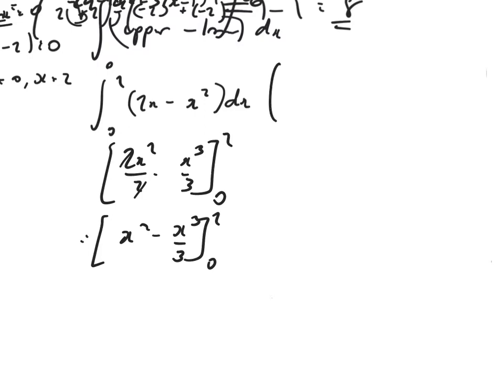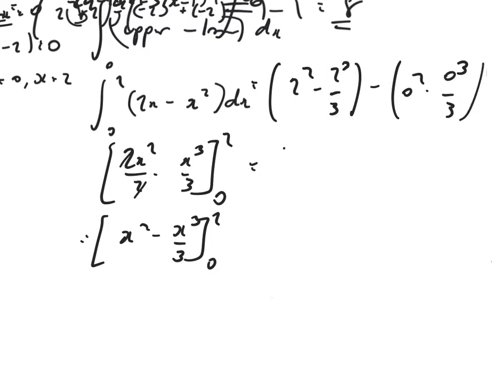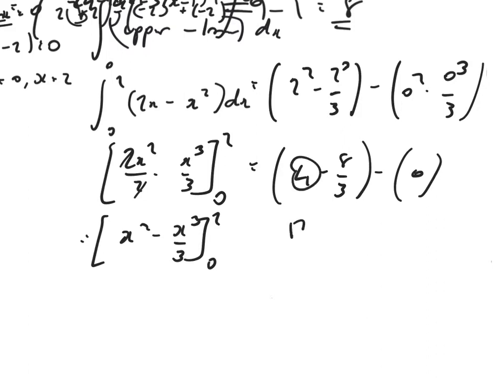Okay, so that's then 2 squared minus 2 cubed over 3 minus 0 squared minus 0 cubed over 3. So that's 4 minus 8 over 3 minus, this all collapses down to 0. So 4 can be written as 12 thirds. 12 thirds minus 8 thirds, and that's equal to 4 thirds.